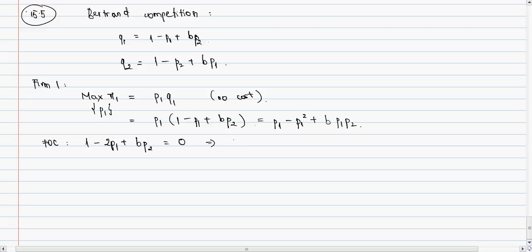Therefore, I rearrange it to solve for P1. Remember, P2 is just a number in this case, given to firm 1, since firm 1 chooses P1 according to the value of P2 chosen by the other firm. So P1 will be equal to 1 plus B of P2 divided by 2. This is called the best response function of firm 1 in terms of the price.